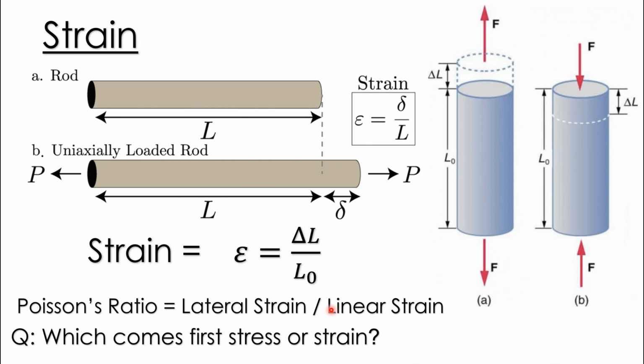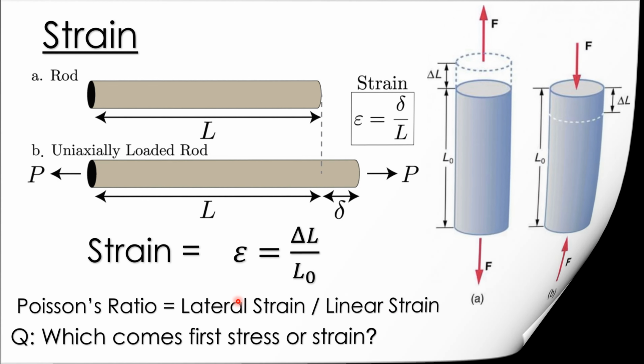Let's discuss Poisson's ratio. It is the ratio between the lateral strain and the linear strain, and this Poisson's ratio is constant, and it is 0.3 for both carbon steel and stainless steel material. For both materials, carbon steel and SS, the Poisson's ratio is 0.3.